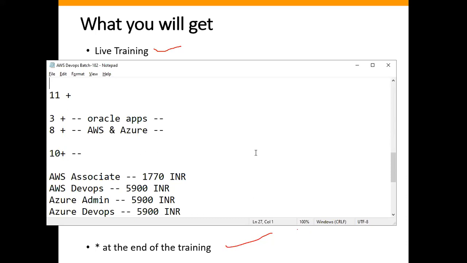My suggestion is to go with the day 2 and day 3 recordings. Don't go with the day 1 recording, because day 1 is just an introduction. In day 2 and day 3, you can learn something, and with the help of that, you can easily follow today's session. Okay, so I'll go with day 2 and day 3.